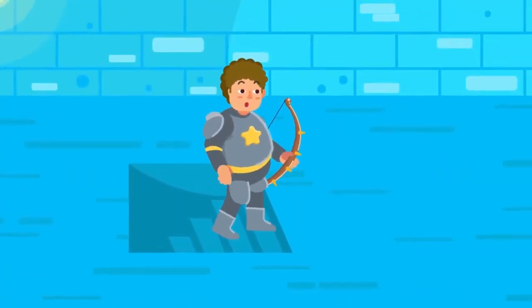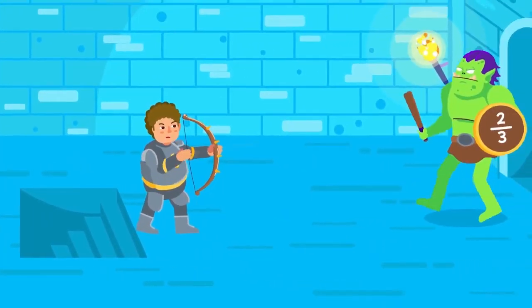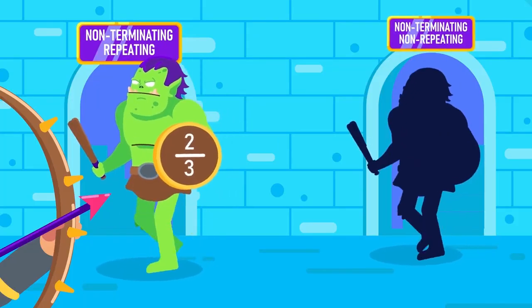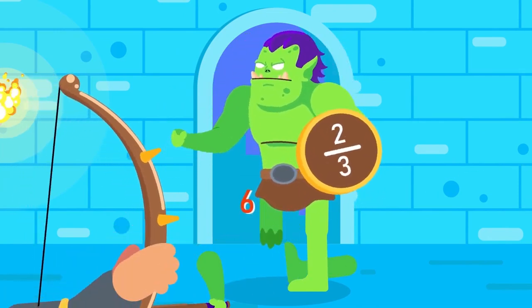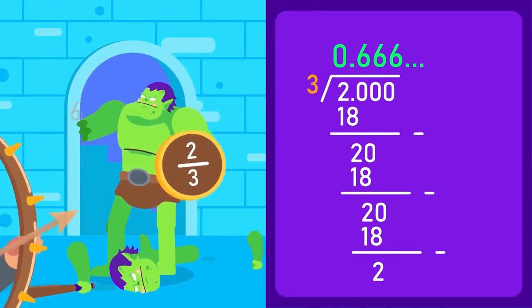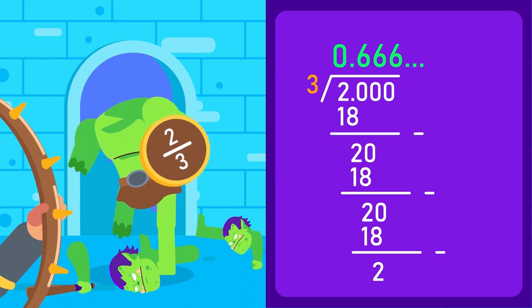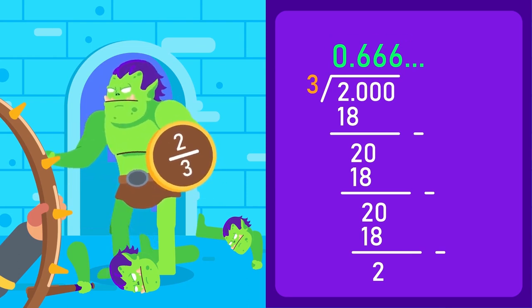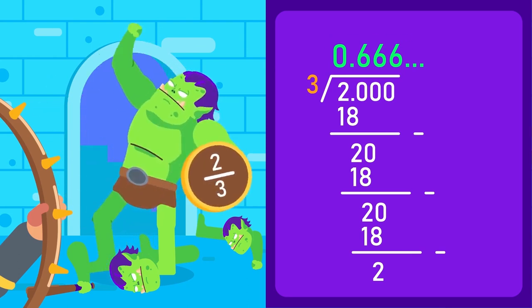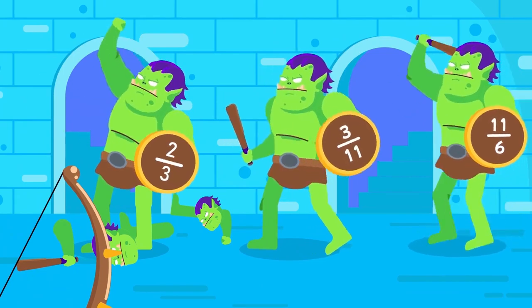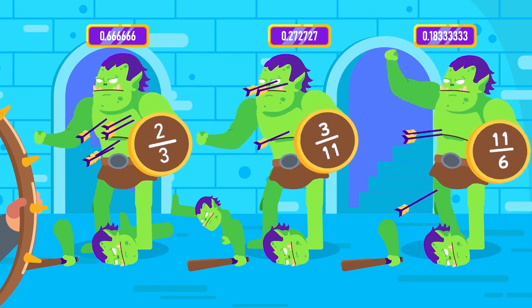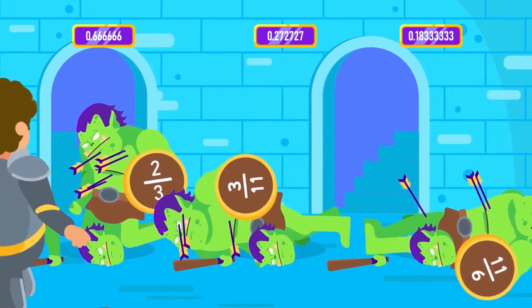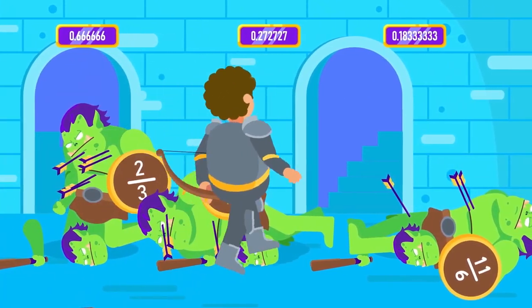The non-terminating decimal number also has two types, repeating and non-repeating decimal numbers. When we convert 2 over 3 to a decimal number, it will be a non-terminating repeating decimal number, that is 0.666666 and so on. That will be similar to 3 over 11 and 11 over 6, which give the result of repeating decimals that never ends. They are all non-terminating repeating decimal numbers.